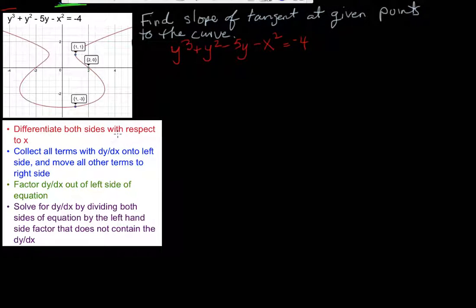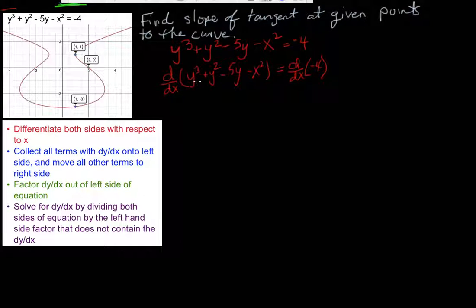The first step: we're going to differentiate both sides with respect to x. And so we're going to have d/dx of my left side, y cubed plus y squared minus 5y minus x squared, equals d/dx of -4. What's nice is the right side is going to be 0. It's a constant. The derivative of a constant is always 0.